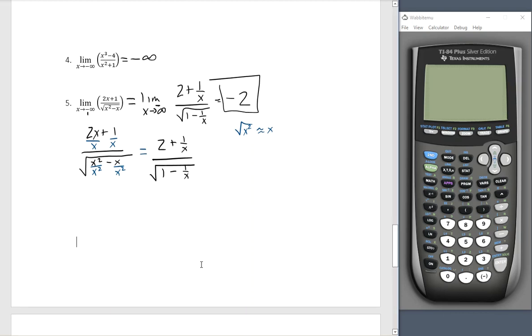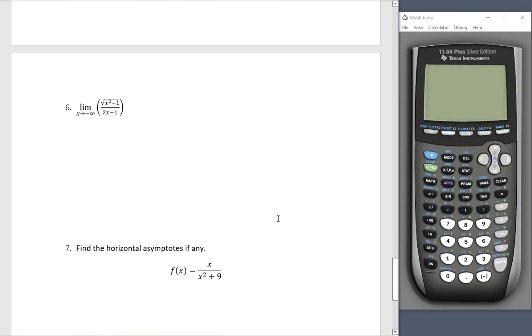All right. Let's give ourselves some room for the next to the last one. Again, we have the square root of x squared minus 1 over 2x minus 1. We remind ourselves that the square root of x squared is about the same as x. So inside the radical, I divide by x squared. Outside the radical, I divide by x.